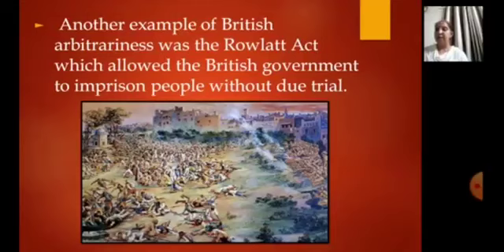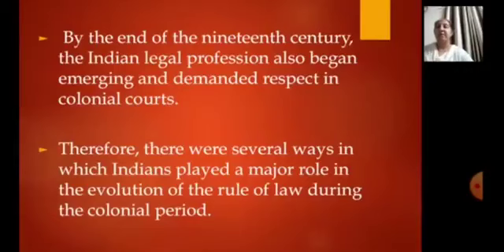This painting given in your slide shows troops firing on the people during the Jallianwala Bagh massacre. So children, from this you can understand the act of arbitrariness. That means the law was only to harass or humiliate the citizens of our country. That was under the colonial rule, right?